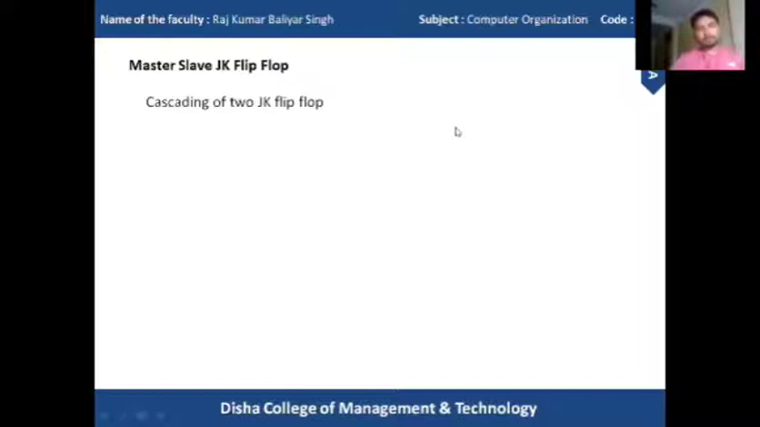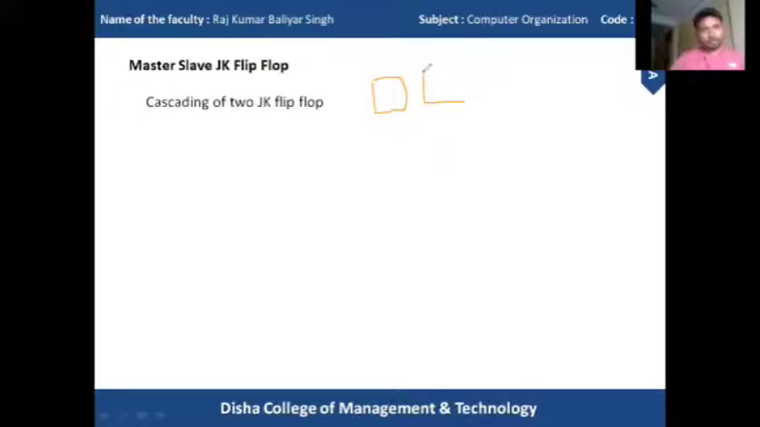Suppose we have two JK flip-flops. The JK flip-flops can be connected in series connection, that means like this way. We can provide the input to any one of these JK flip-flops, and the output is transferred to the next connected flip-flop. So let's see the circuit diagram of this master slave JK flip-flop.